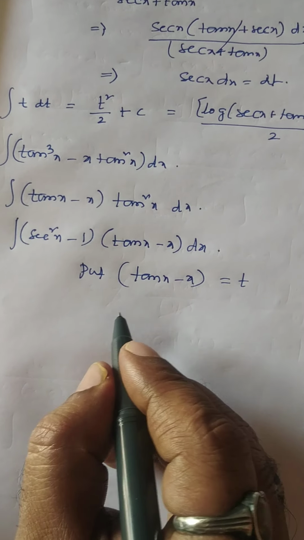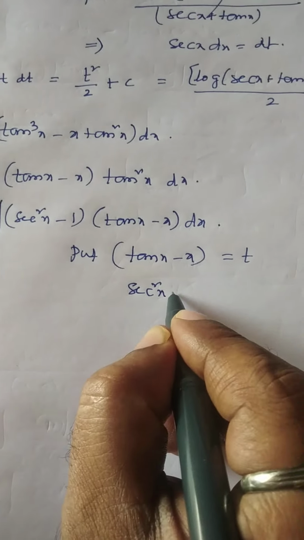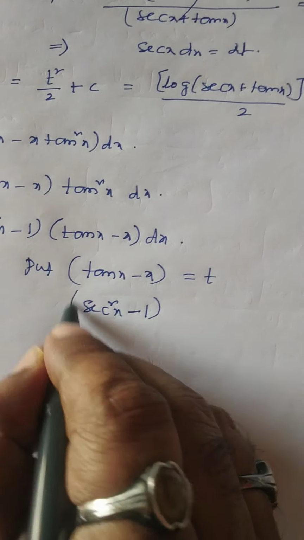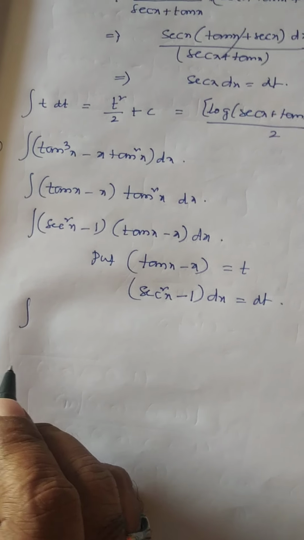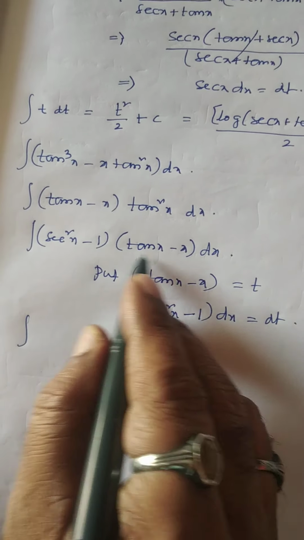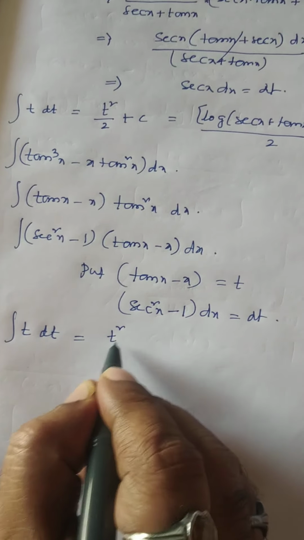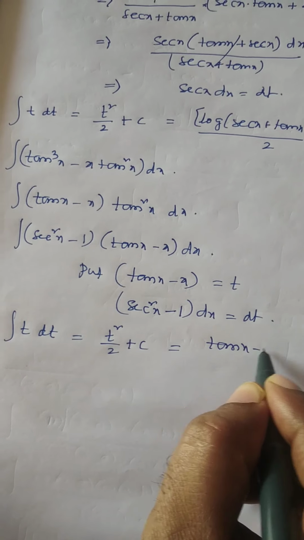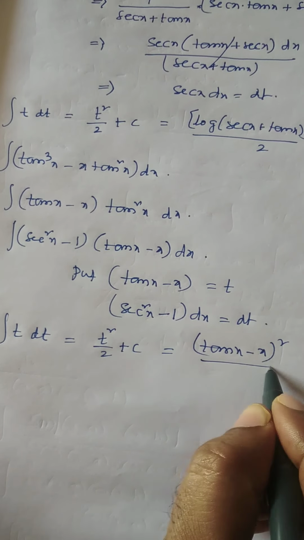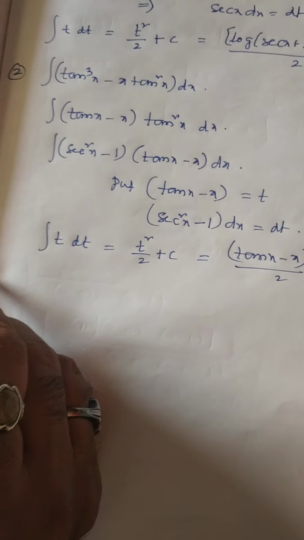Okay. Now if you observe this, we had substituted this tan x minus x as t. So tan x differentiation is secant square x, minus x differentiation is 1, into dx is equal to dt. So going back to the integration of this one, we got dt and this one we had assumed as t. So t dt we are going to get nothing but t square by 2 plus c. So t is what? Tan x minus x whole square by 2 plus c.